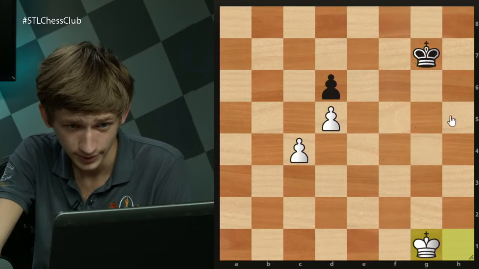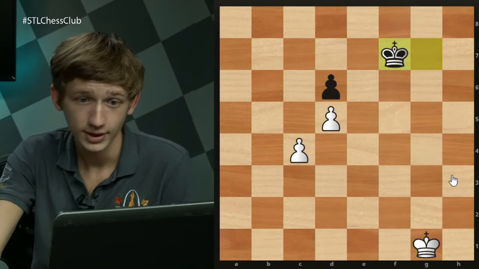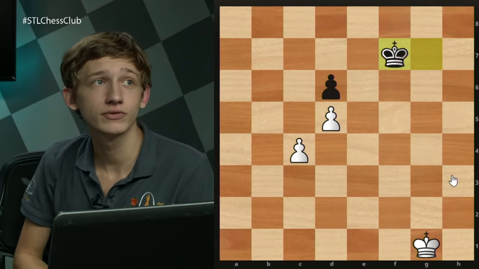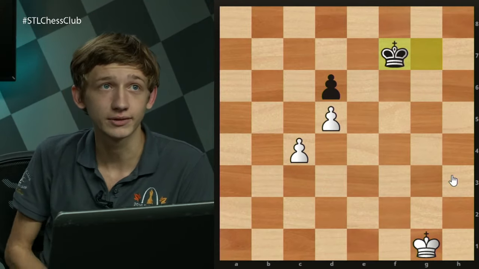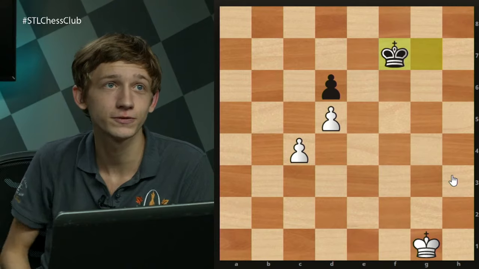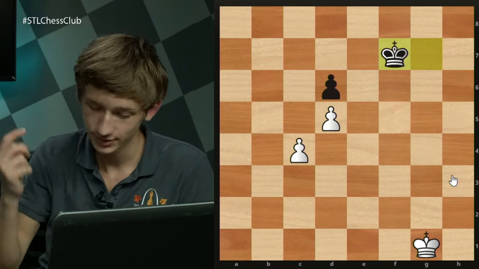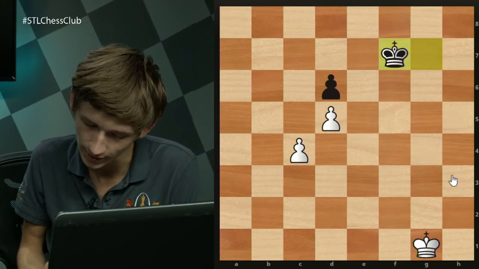King g1. Now, hard mode here, king f7. White to move and win. You don't even get those initial four squares now. You've got to remember them all. King g1 was great.